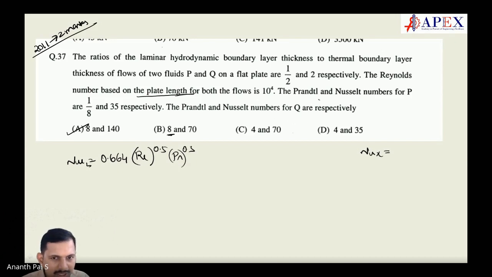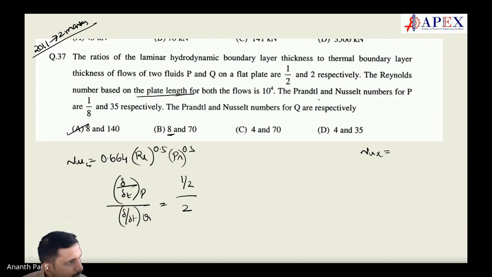Prandtl number of P, Prandtl number of Q. We have got, how did we get that? So ratio of thermal boundary layer thickness, delta T of P divided by delta T of Q, is equal to first one is half, the other one is 2. Now this is actually equal to Prandtl number raised to 1 by 3. This is also Prandtl number raised to 1 by 3. So this is P and this is Q.